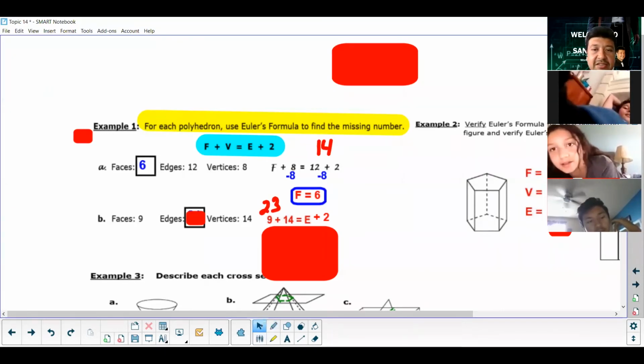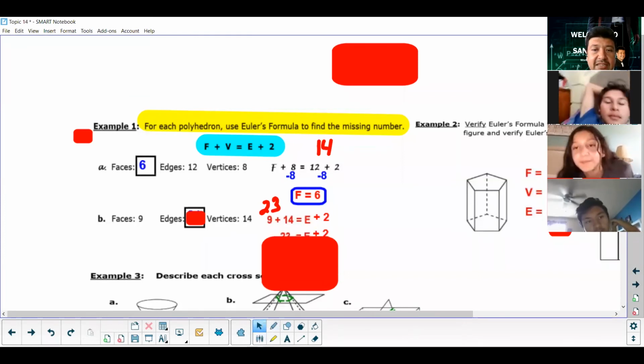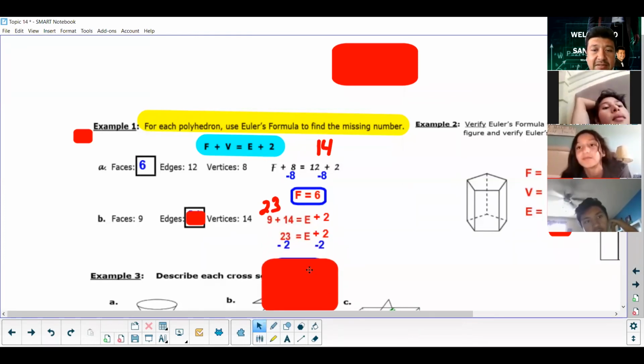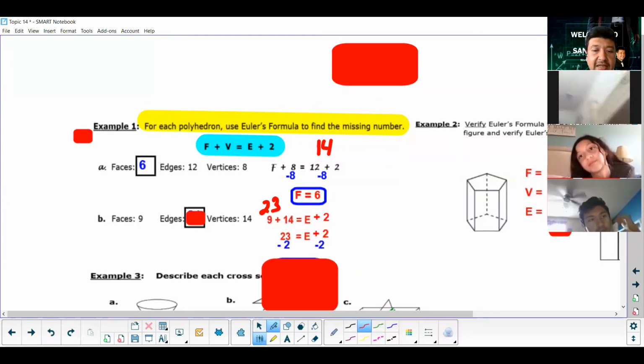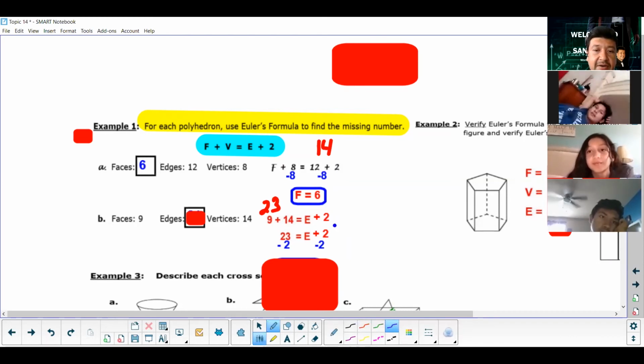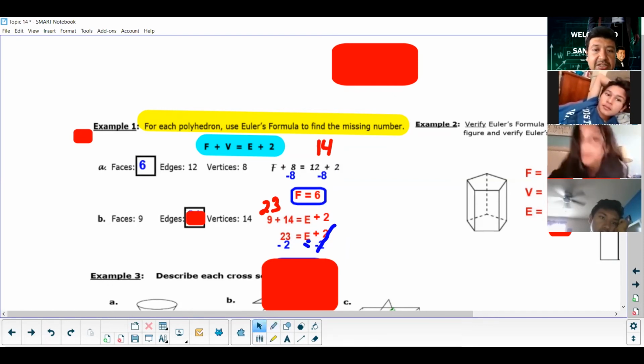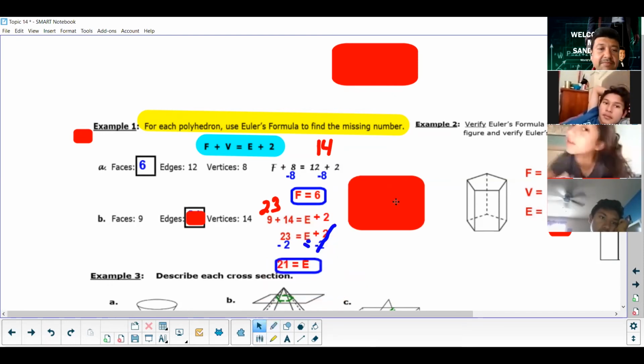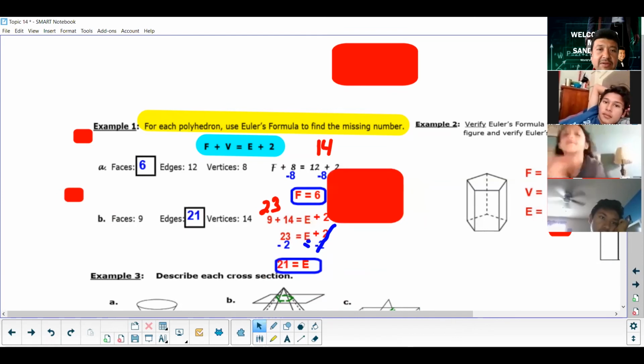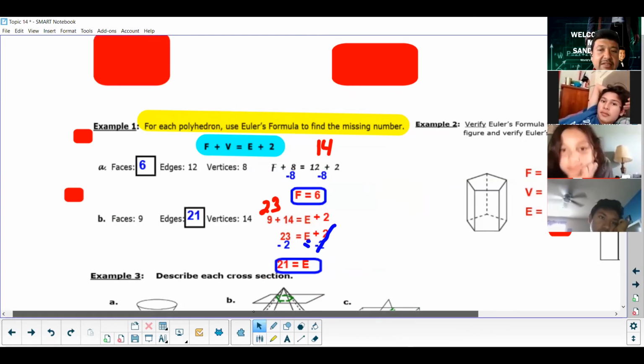And then to solve for E, to get E by itself, you have to subtract 2 from both sides. You see the minus 2 that's there? The benefit is that it gives us the power to cancel this out and leave E by itself. And then as a result, edges should be 21. So that's the reason why that's 21. All right, good. Let's go to example 2.